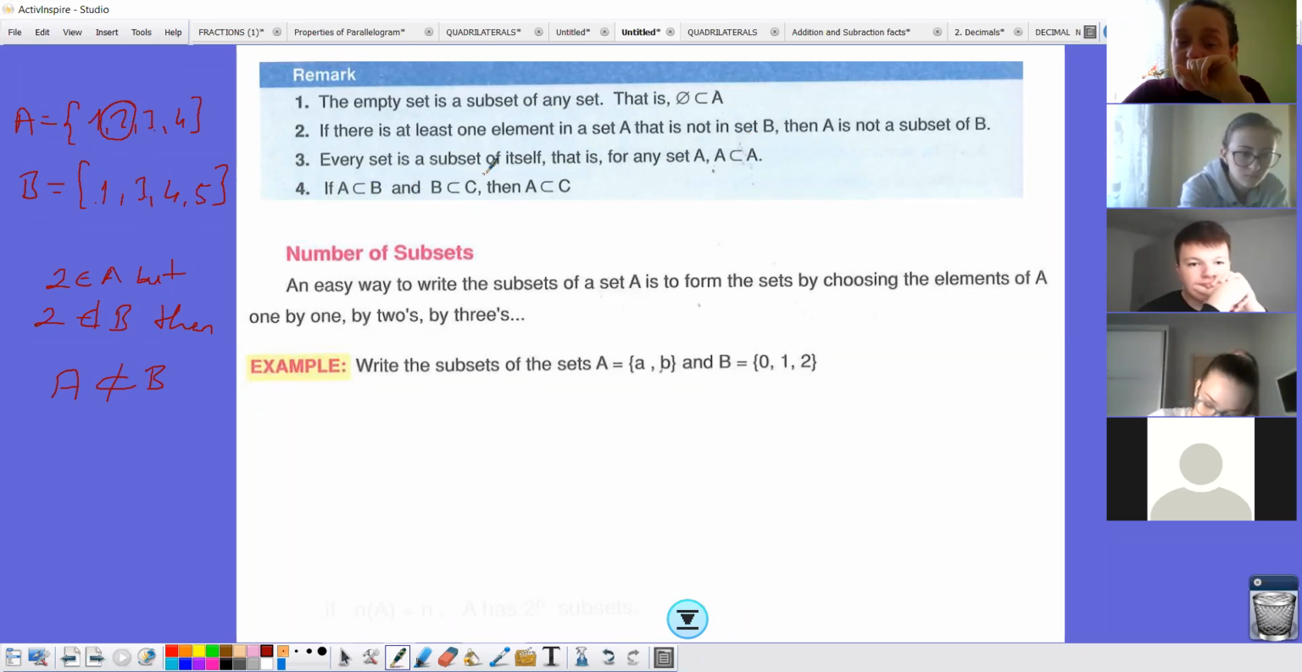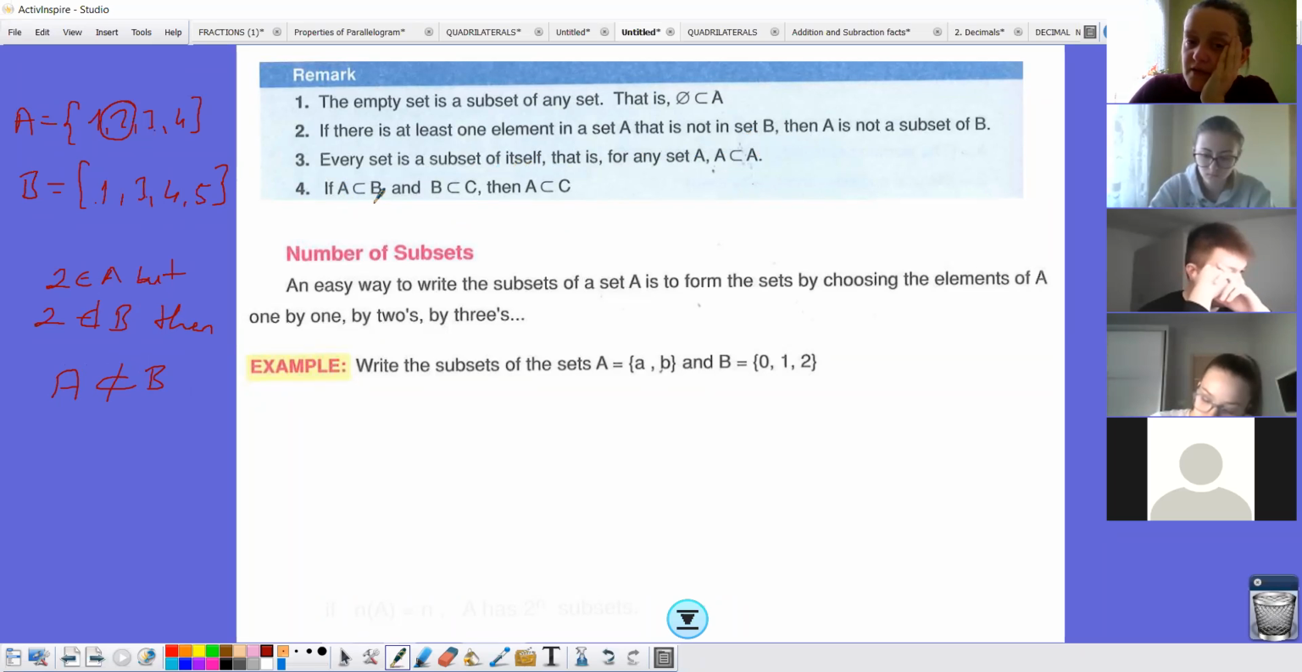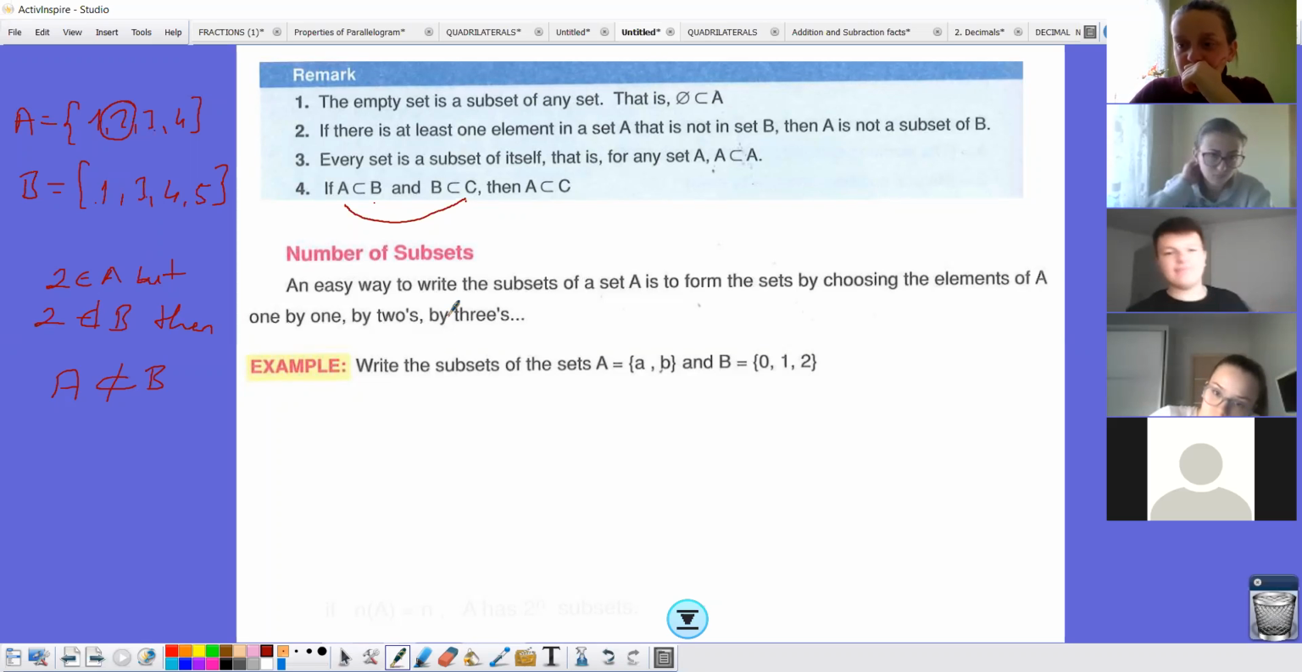Every set is a subset of itself, so you can write A is a subset of A. And if A is a subset of B and B is a subset of C, then A will be a subset of C. Is it understandable? Yes.